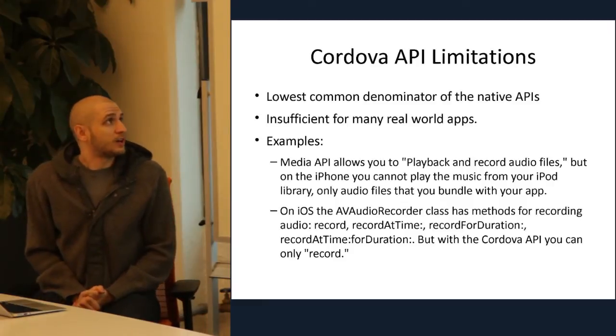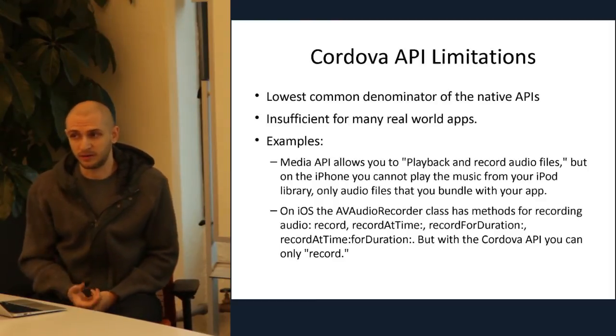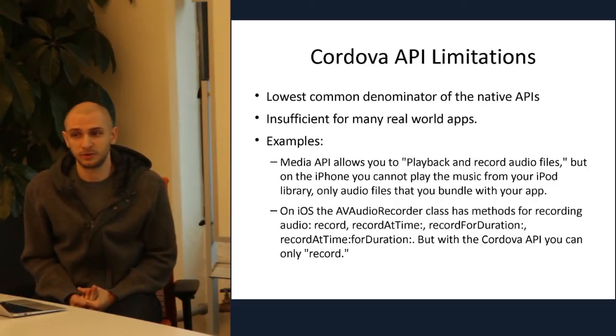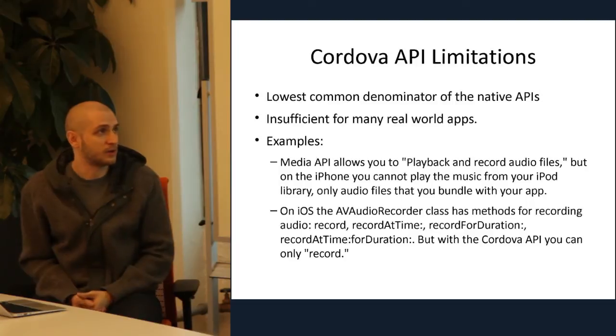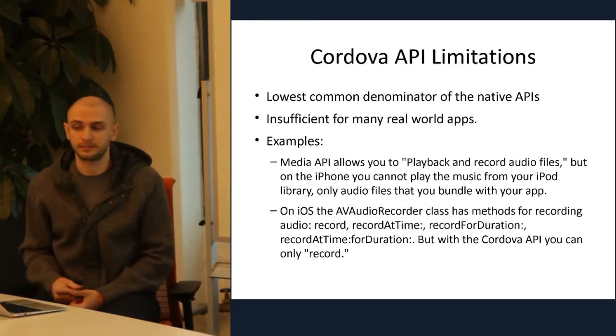So the limitations are that it's basically the lowest common denominator. The API that comes with Cordova is just the lowest common denominator of the functionality that is provided by the various platforms. So it would probably be insufficient if you were doing something that was slightly more sophisticated. Just for example, the problem that I ran into with my project was that the media API from Cordova lets you play back and record audio, but you cannot access the music on your iPhone that is part of your iPod music.